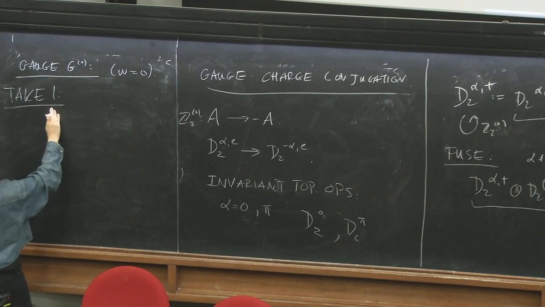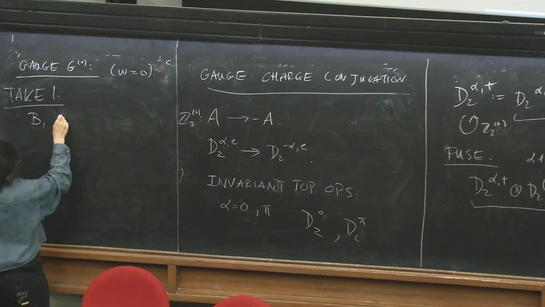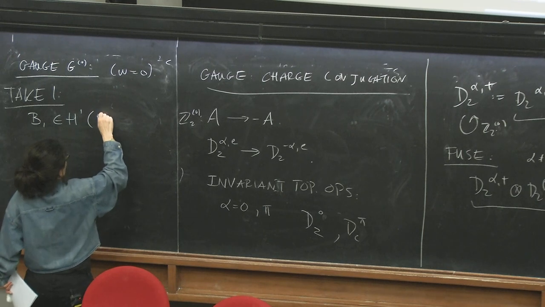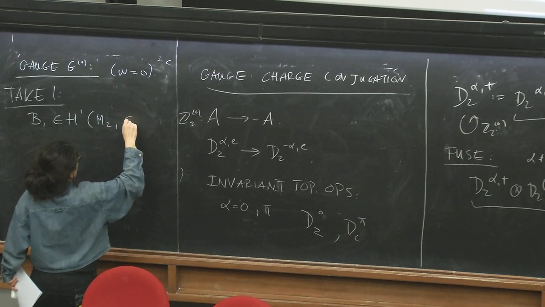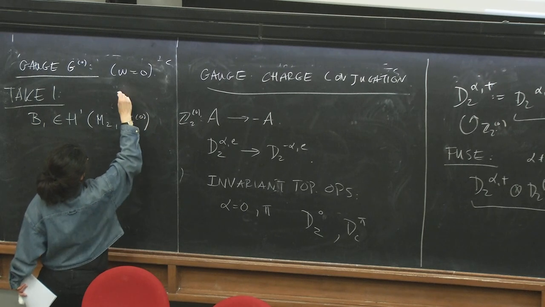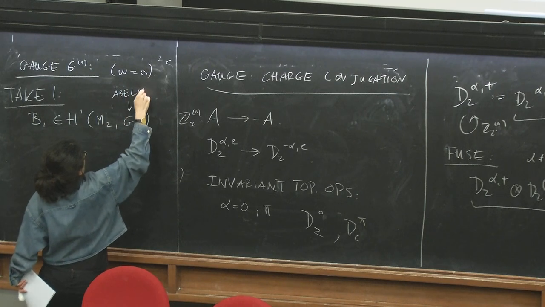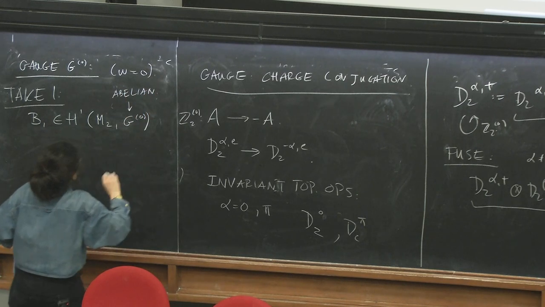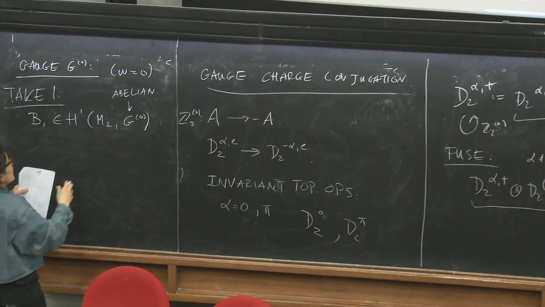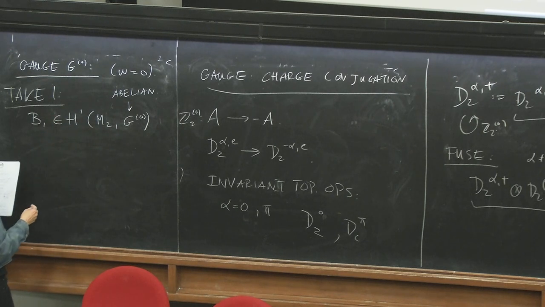So the first take is, well, what does it mean to gauge? We introduce a background gauge field, H, an element of H1 of our two-dimensional space with G coefficients. Here we really should assume that this is abelian, so this is why this is a little bit hazy. You can generalize this, but for simplicity we can assume it's abelian.